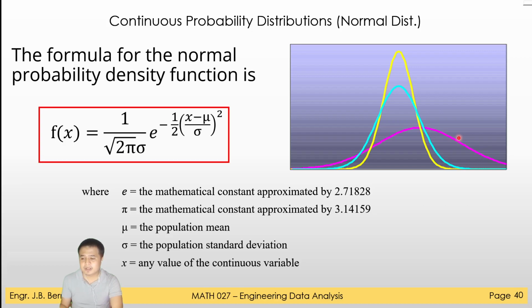But anyways, what does this tell us? If you have your mean and your x, where x is your random variable, and then your standard deviation, then you can find the probability of an event occurring. We will discuss later the details about it being less than this value, greater than this value, or within this value. I hope you are already familiar with these variables here. We have e, we have pi, we have mu, the population mean, we have sigma, which is the population standard deviation, and x is the value of your continuous variable.